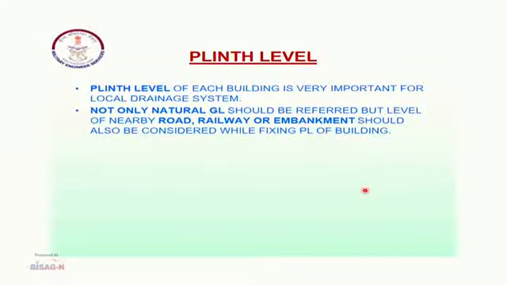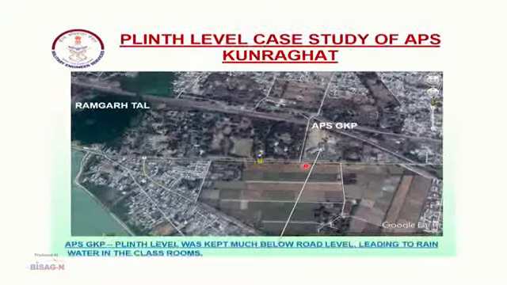Second most important thing in siting is plinth level. Plinth level of each building is very important for local drainage system. Not only natural GL is important, but the level of nearby road, railway or any embankment should also be considered while fixing the PL of the building.